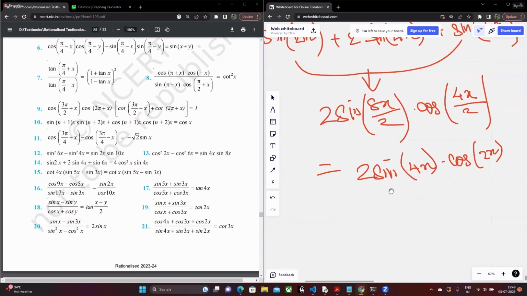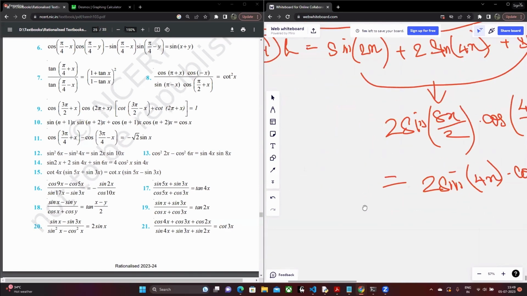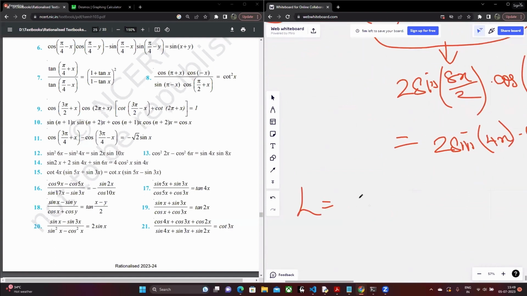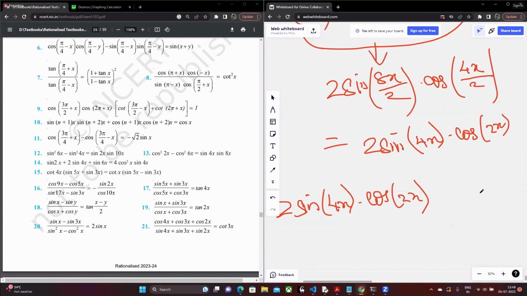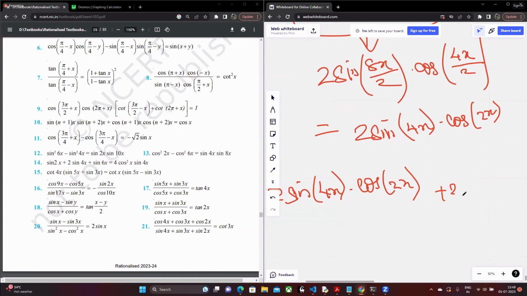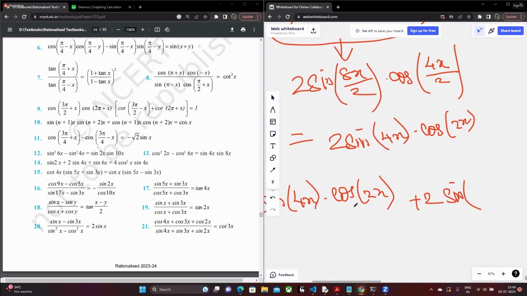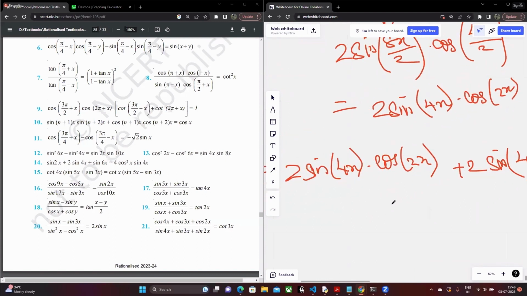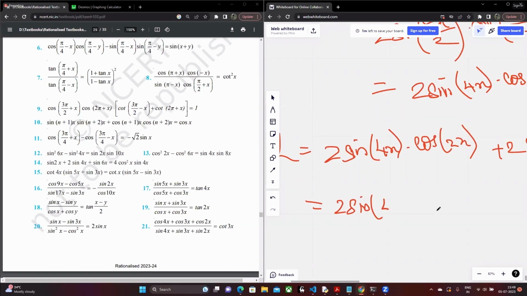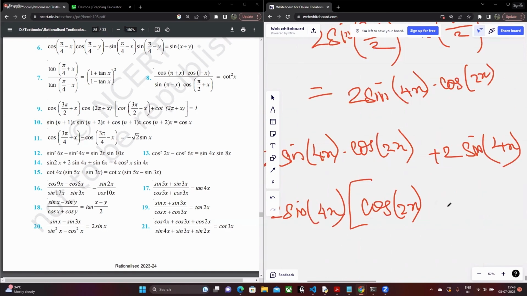All right. So we basically have L to be equal to 2 sine 4x into cos 2x plus 2 sine 4x. Right? Which is basically 2 into sine 4x into cos of 2x plus 1.